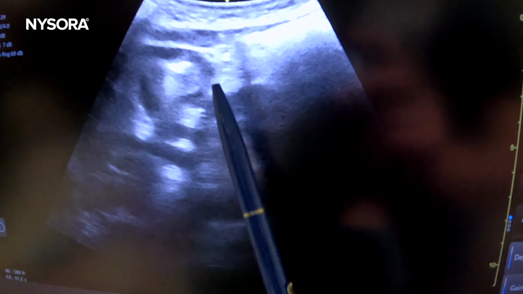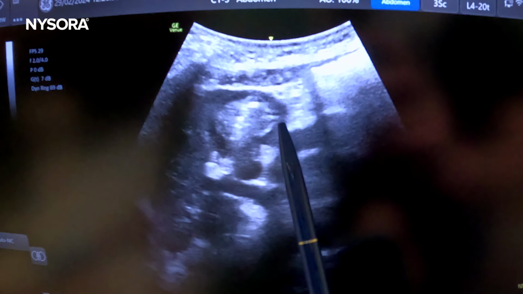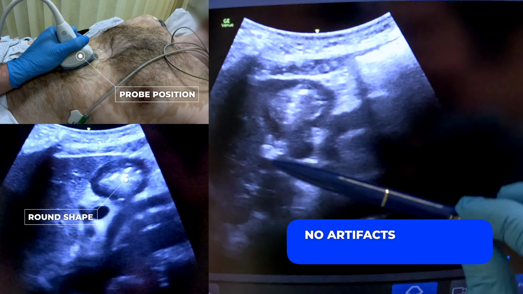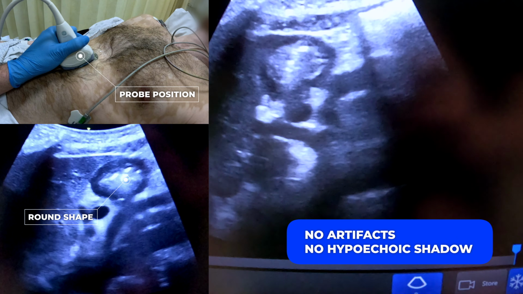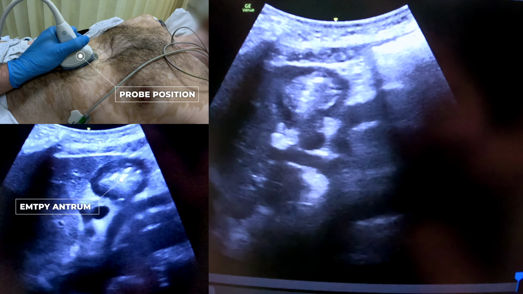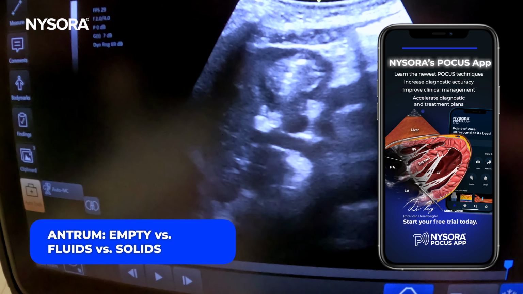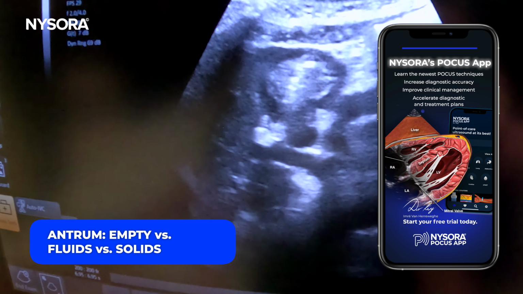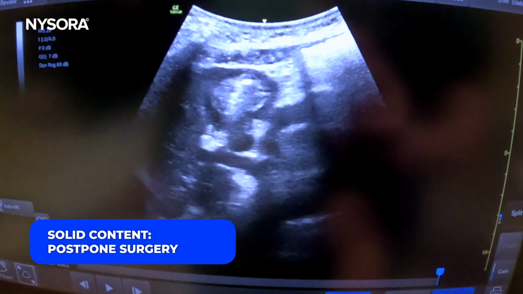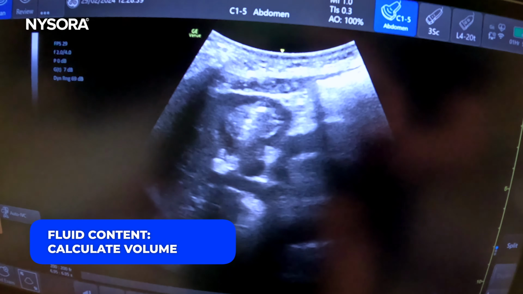This is the antrum of the stomach, in which we see a very thick muscularis, round-shaped, no artifacts, no hypoechoic shadow, which means that the antrum is at this point empty. You have to determine if it's either empty, filled with fluids, or with solid contents. If it's solid contents, it's a no-go. If it's filled with fluids, you have to determine the volume, which we'll discuss later. If it's empty, it's safe.